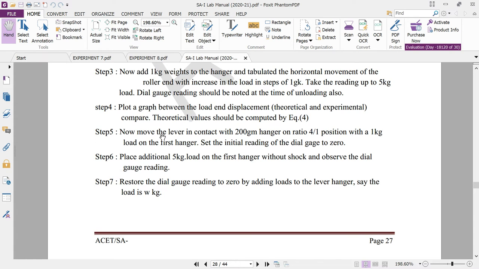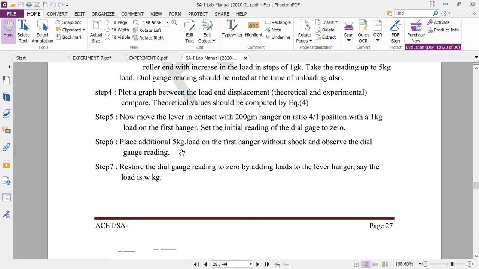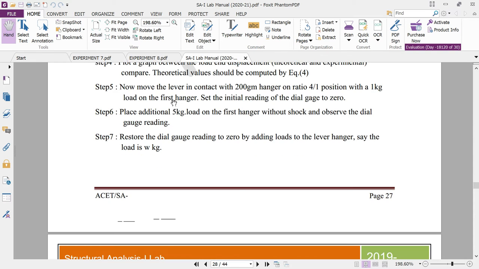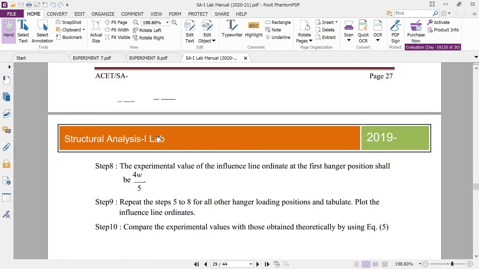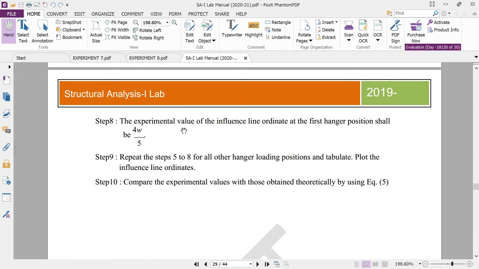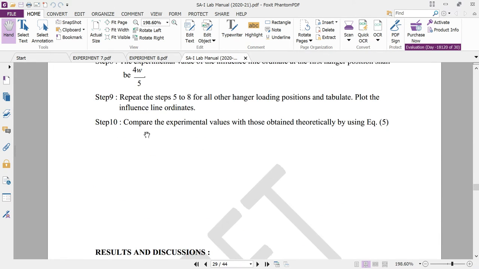With the 1 kg load on the first hanger, set the initial readings of the dial gauges to 0. Then again place the additional 5 kg load on the first hanger without shock and observe the dial gauge. So these are some generalized procedures which are available, and the formula is also given to plot the influence line diagram.